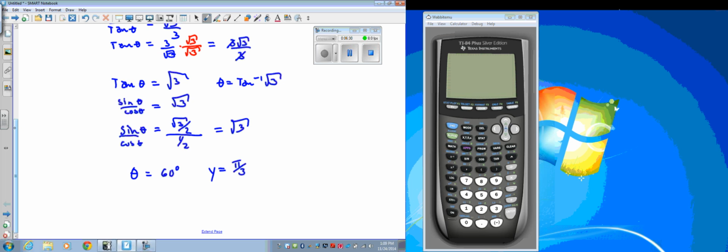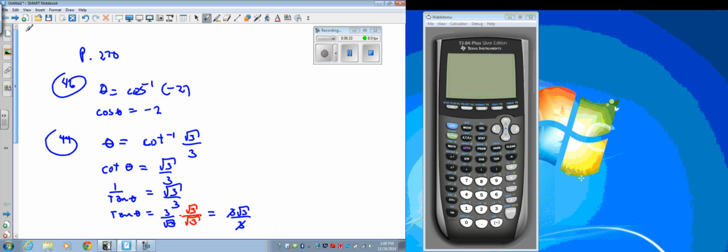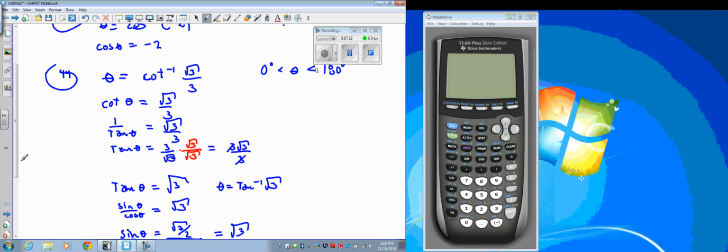Now what you have to do at this point is make sure you're in the right quadrant for this cotangent. And the cotangent is only defined in what area? From 0 degrees less than or equal to, I think it's strictly less than, theta, which is less than what? Pi? 180. Or 0 to pi. So if you're just doing it manually, you have to try to figure it out. You have to do this much.